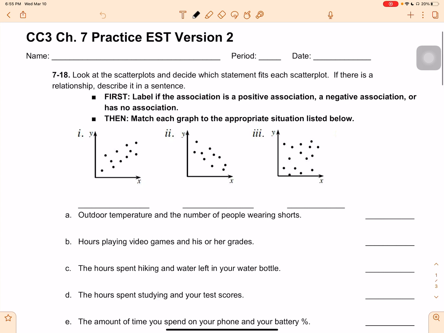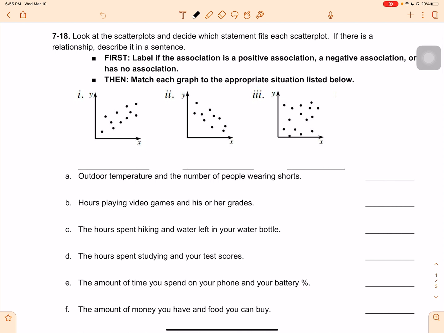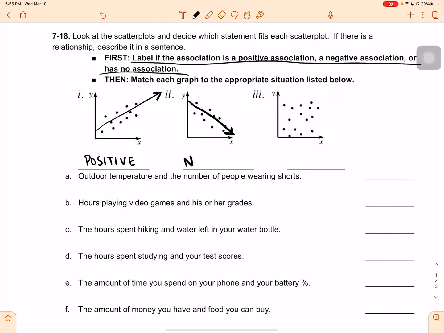So this is version 2 of the practice. Again, first we must label if the association is positive, negative, or has no association. So in this case here, if I were to draw a line of best fit, you can see that this creates a positive slope. So this is my positive association. And here, if I were to draw a line of best fit, this creates a negative slope.